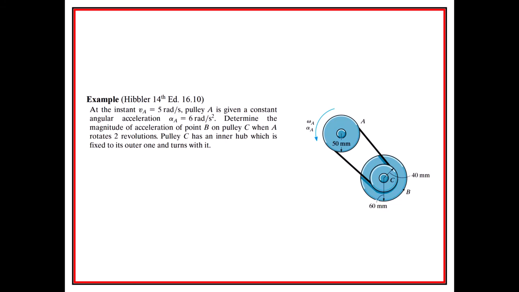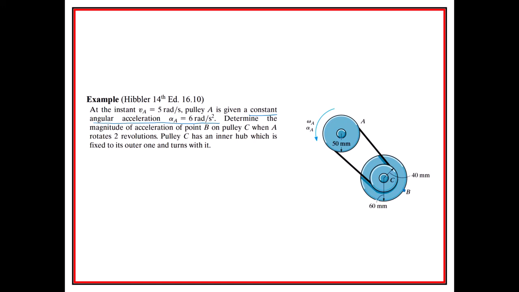All right, so for Hibbeler, here is an example where we have a couple of points. This is like a pulley problem here, and there's a constant angular acceleration right here, and we want to determine the magnitude of the acceleration of point B that's on it. I didn't give myself a lot of room, but we'll just write a little smaller.